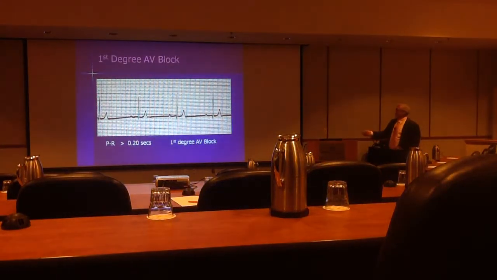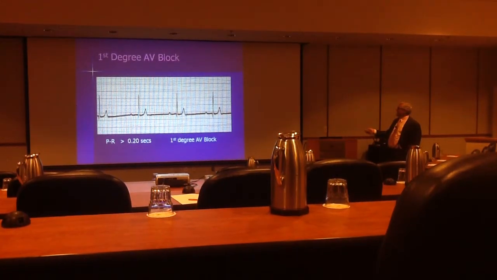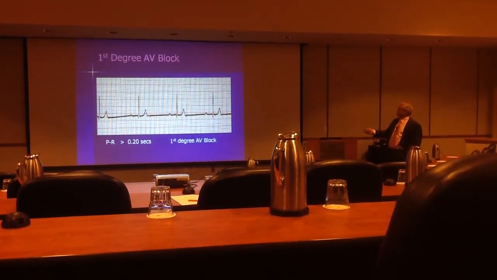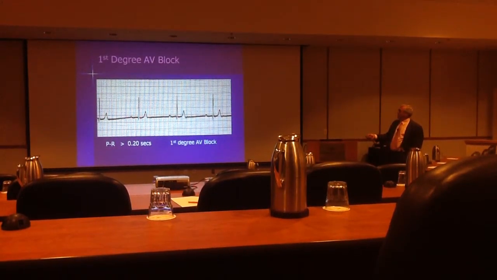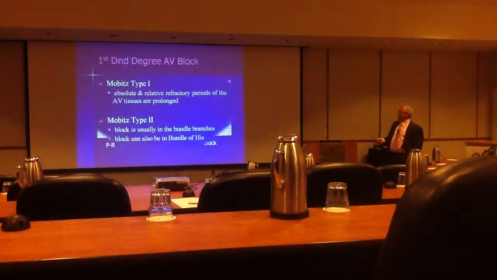So what's that look like? If we measure the distance between each one of these P waves, that's equal to the distance between each one of these R waves. The only thing abnormal here is the PR interval is increased. That makes it a first degree AV block.